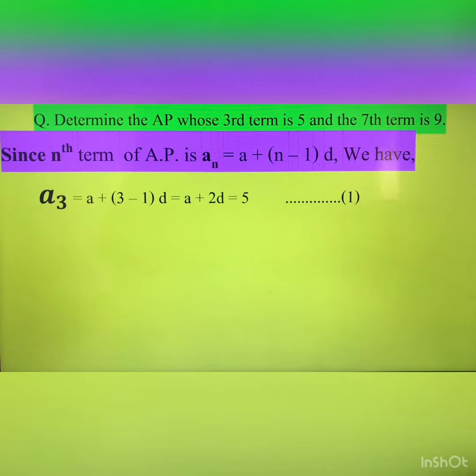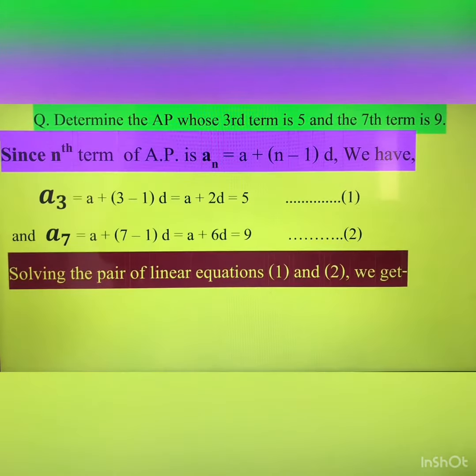Another condition is given that the seventh term is 9. That is, A7 is 9, and A7 is defined by A plus (7 minus 1) into D. On simplifying, we will get A plus 6D equal to 9. On solving these equations, we will get A equal to 3 and D equal to 1.